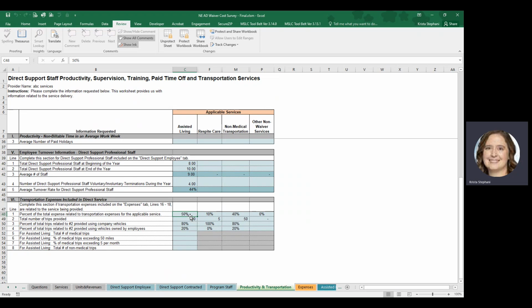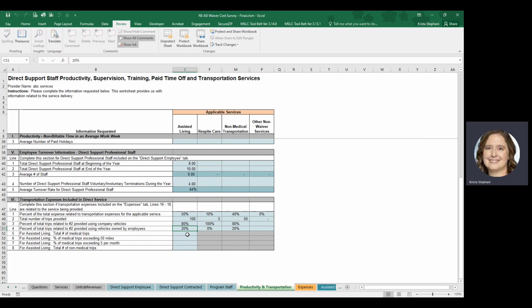Then we are asking you to provide information on the total number of trips that are provided for each program. So let's say for your assisted living, you provided 100 trips. Of those 100 trips, what percentage of those trips were provided in company vehicles versus in vehicles owned by employees?